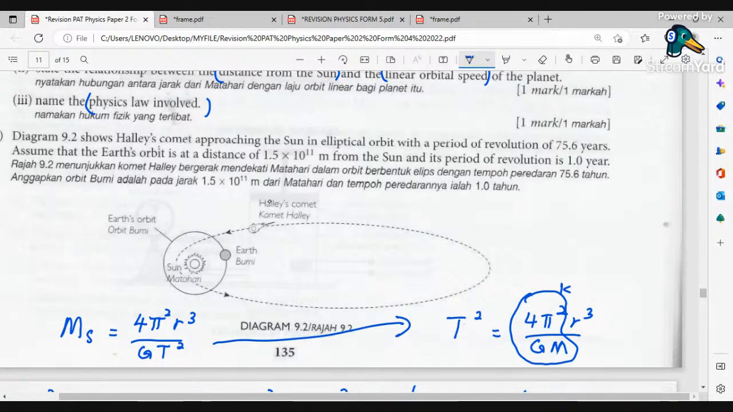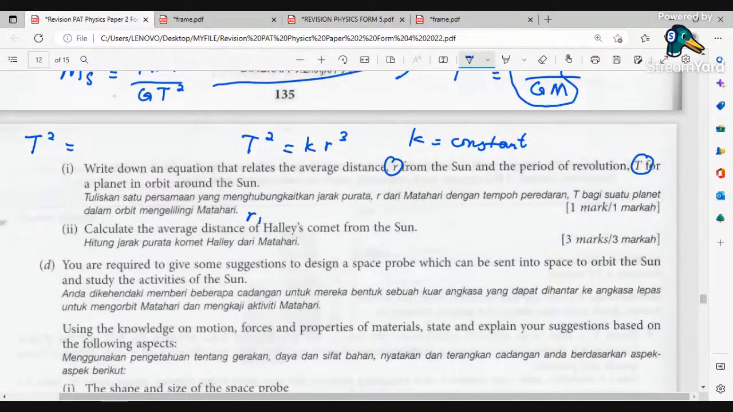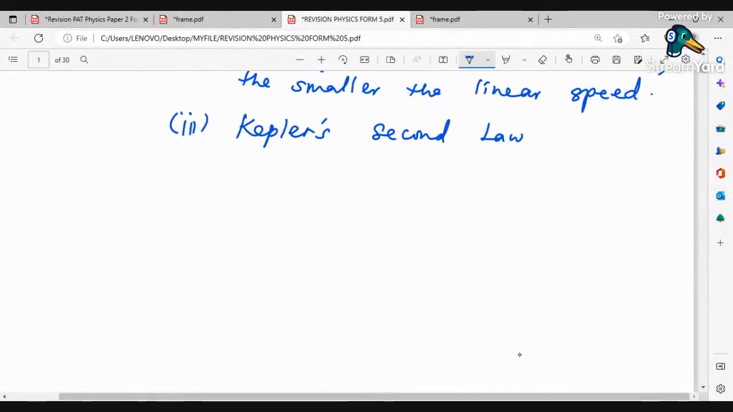Maksudnya objek ni ialah Halley's comet dengan Earth lah. Okay. Halley's comet dia boleh letak sebagai T1. Okay, untuk Earth punya dia boleh letak T2. Ini R2. Soalan minta cari apa? Average distance maksudnya R1. Okay, kita cuba jawab soalan ni. C ya, C2. Dari Kepler's third law, T squared directly proportional to R cube.